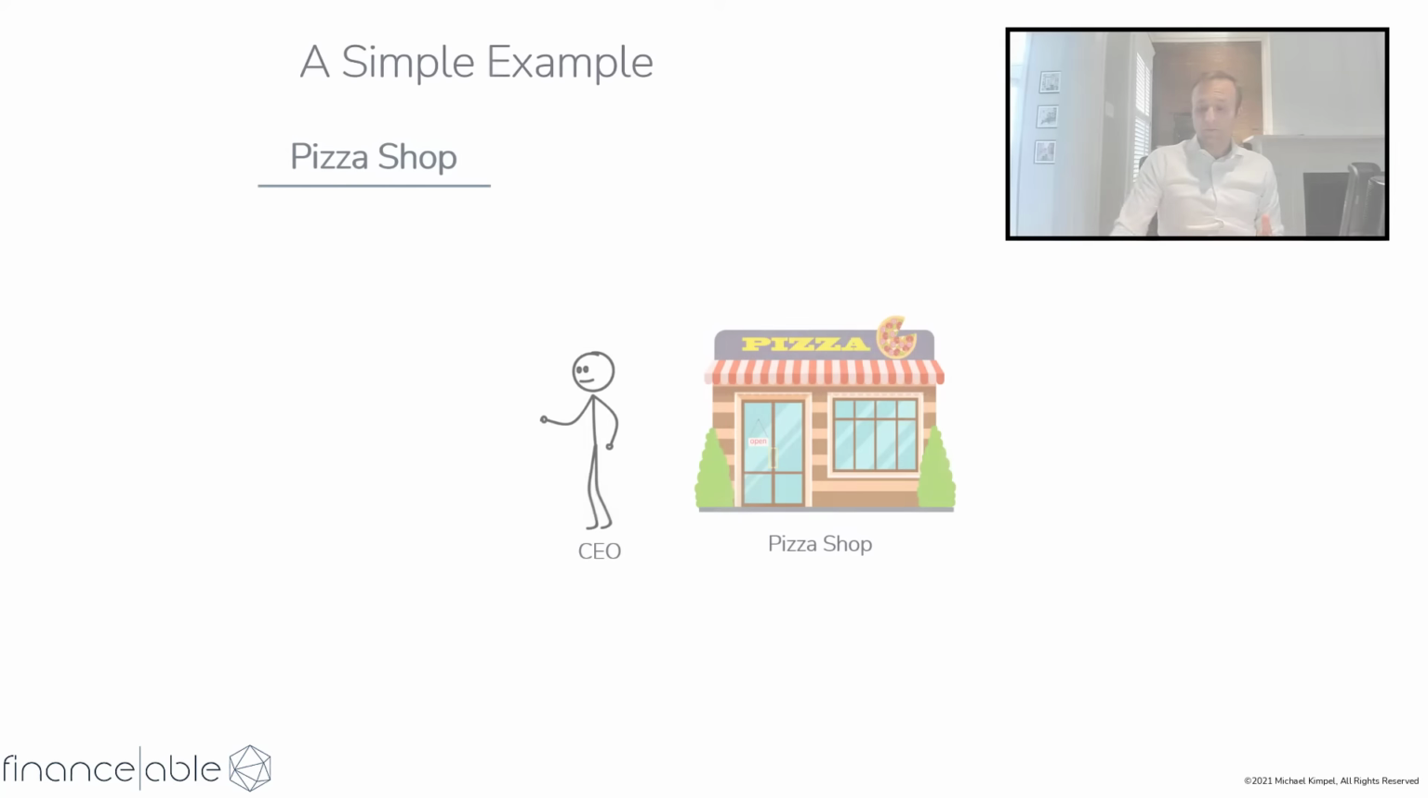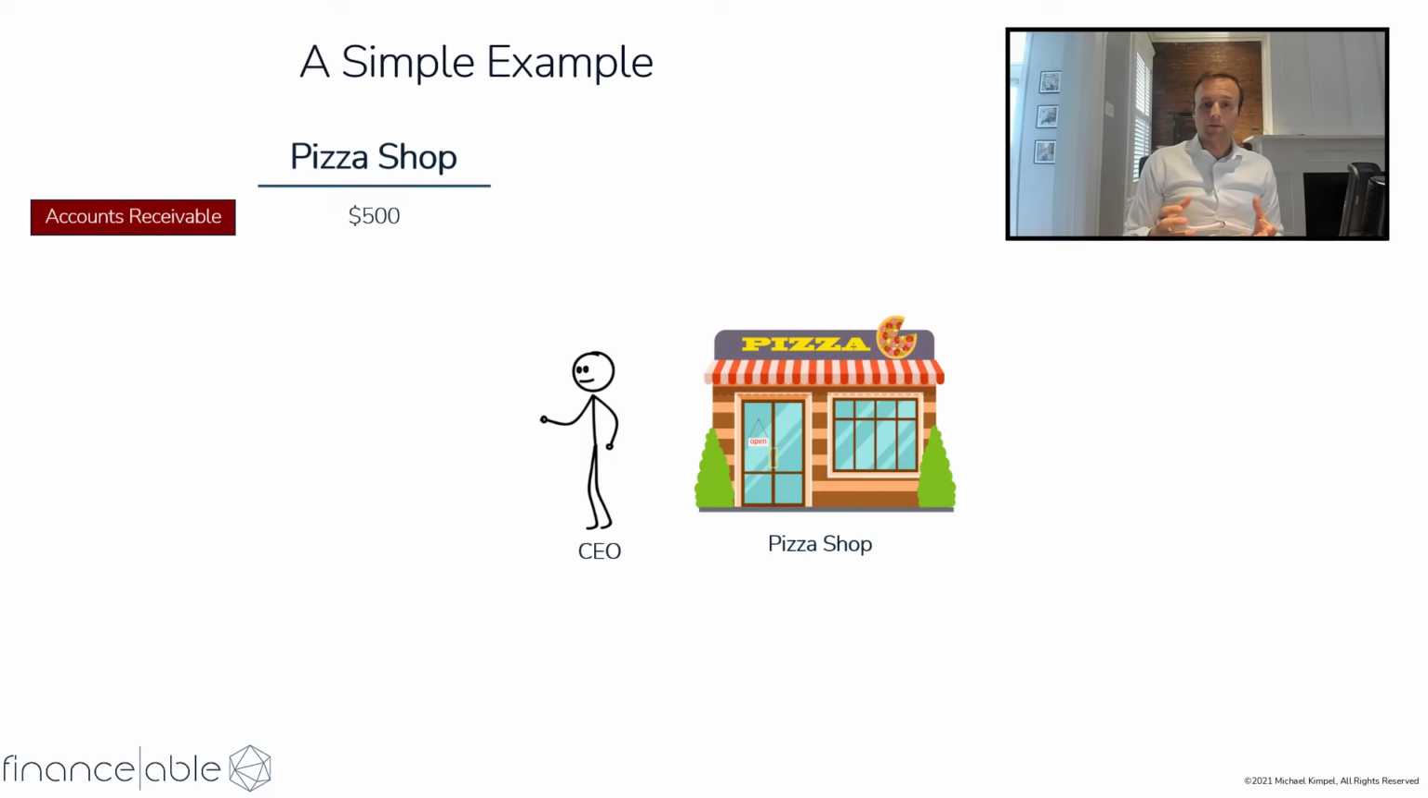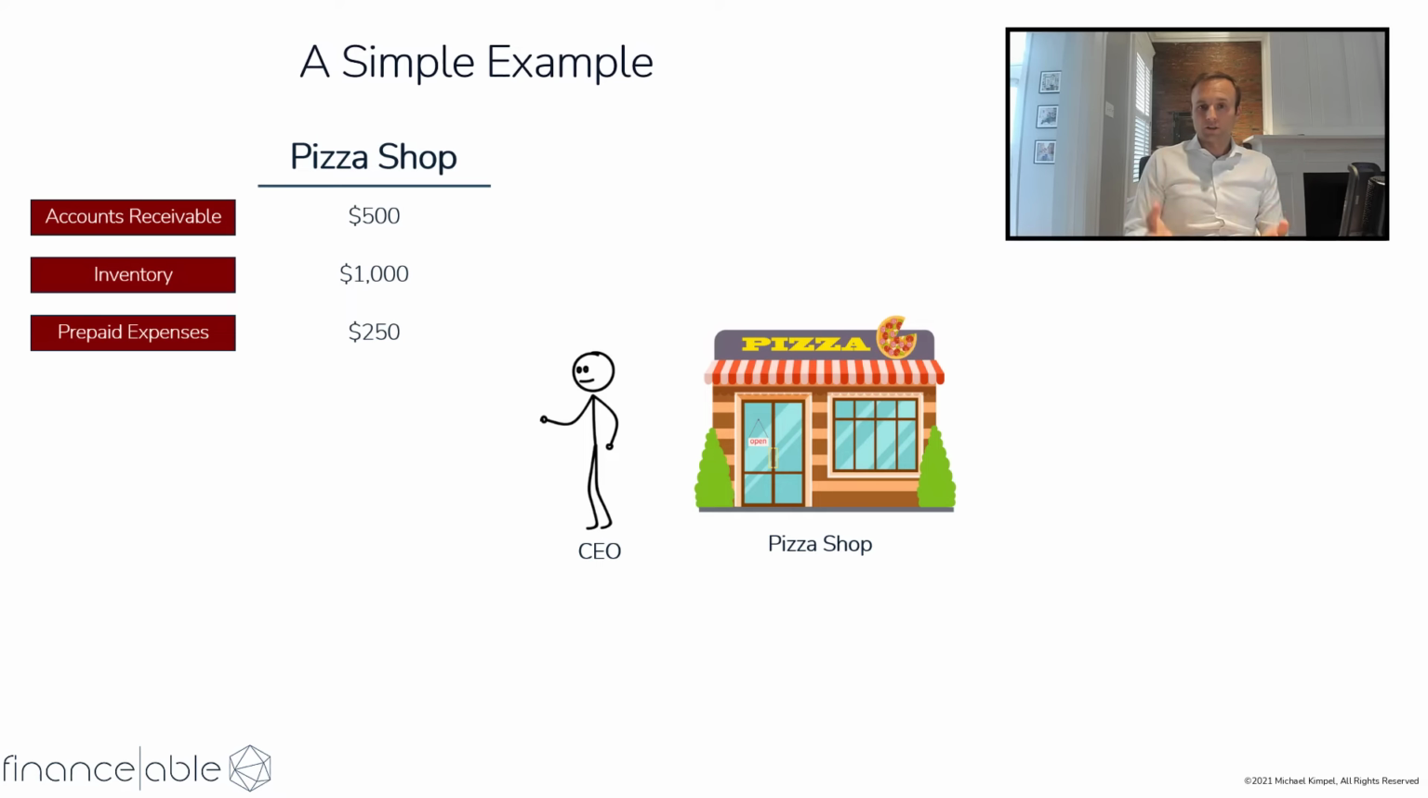All right, let's walk through the numbers. So for accounts receivable, we're going to imagine that we have $500 of accounts receivable. Again, this is money that is owed to us by our corporate customers who haven't paid us yet. We have inventory, so we have to buy $1,000 worth of dough, sauces, and so on. And then for our insurance policy, we have to pay $250 in advance for the insurance policy. So in total here, as a business owner, we have to come up with $1,750 worth of cash.